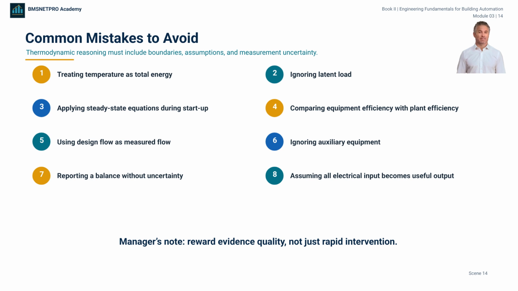Let's review the common mistakes. The first mistake is treating temperature as total energy. It is not. The second is ignoring latent load, especially in humid buildings. Another common mistake is applying steady-state equations during startup or recovery when the system is still changing. We also need to avoid comparing equipment efficiency with plant efficiency. A chiller, boiler, fan, or pump may look good by itself, while the system around it wastes energy.